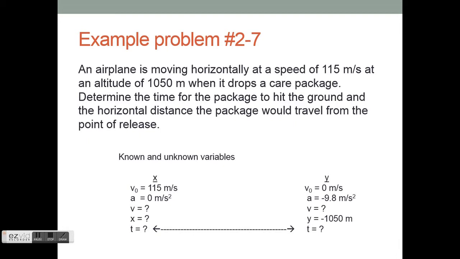And I know in order for the package to hit the ground, it has to fall 1,050 meters. So the distance traveled in the y direction is negative 1050. Now I've put an arrow here with time because I know time is going to be a shared variable. The time it takes for the package to fall is going to help me determine how far horizontally this package travels. The time will be a shared variable.